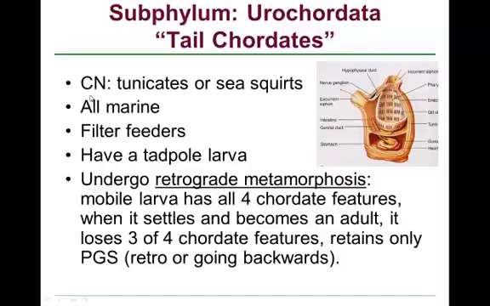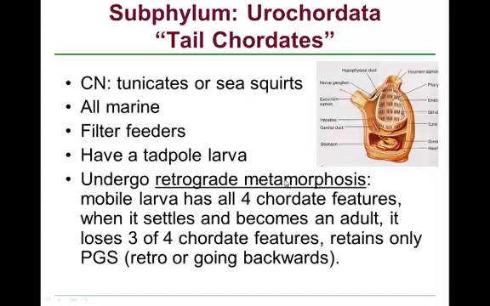But the common names, that CN here stands for common names, of these animals are tunicates or sea squirts. All these animals are aquatic, and they live all in salt water, so they're all marine. These animals are filter feeders. They have an immature form called a tadpole larva, and they undergo a retrograde metamorphosis.